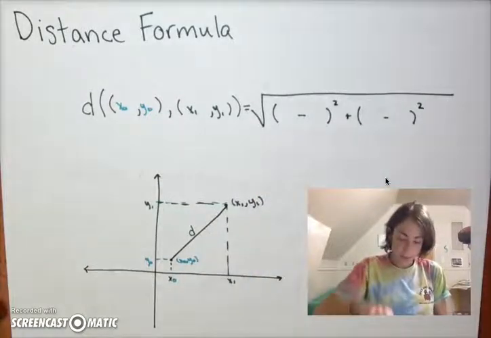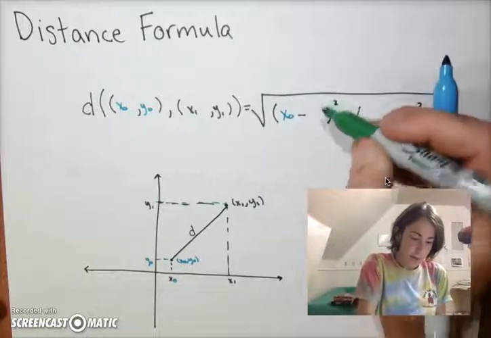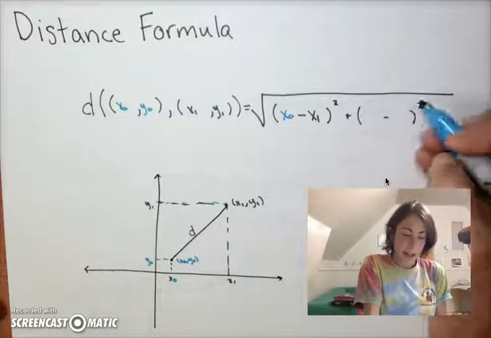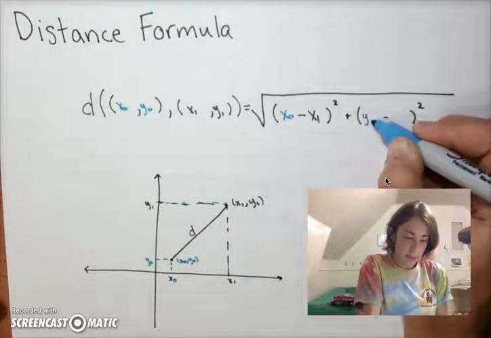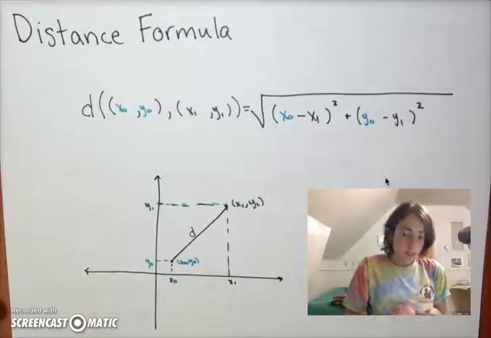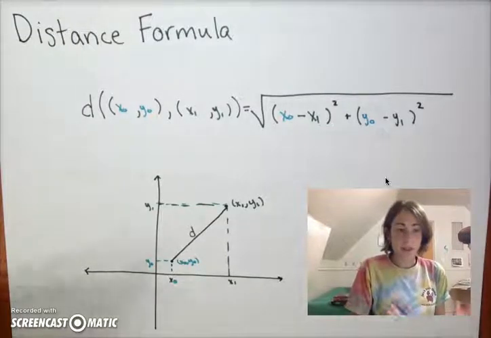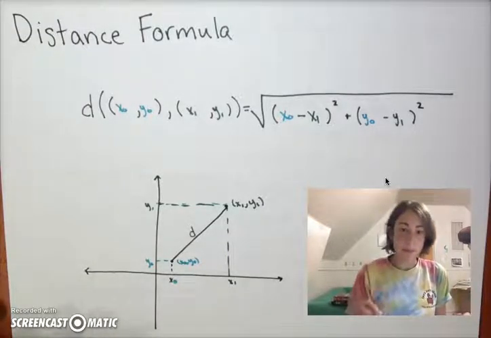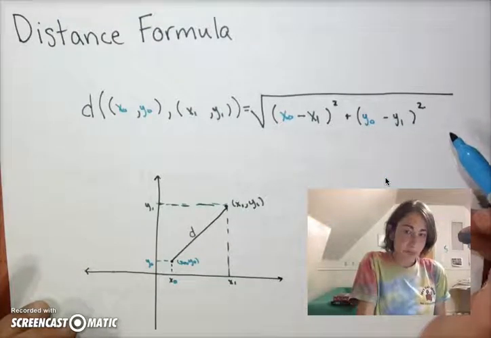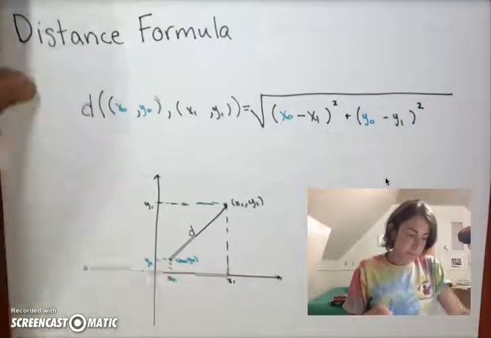I calculate it by taking the difference in the x values, so x0 minus x1, squaring that and adding it to the difference in the y values, so y0 minus y1, squared. For some explanation of where this formula comes from, there's a video called the Y distance formula at the bottom of this page. So you can check that out if you want to understand where this comes from. But for now, it's good enough to know the formula and to know how to use it.